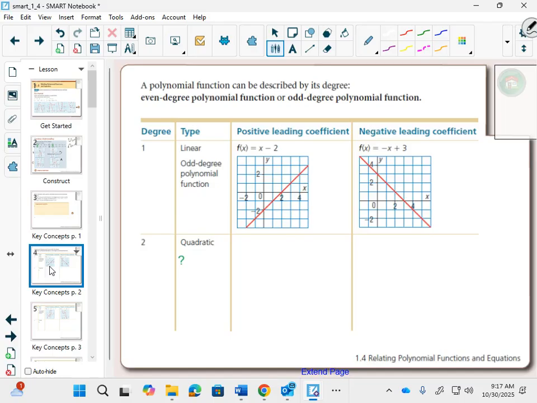So right before these graphs, I want you to highlight this right here. Polynomial functions can be described by its degree. There are even degree polynomial functions where the biggest degree is an even number, and odd degree polynomial functions where the biggest degree is an odd number.